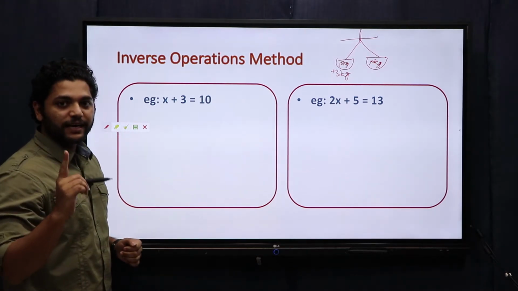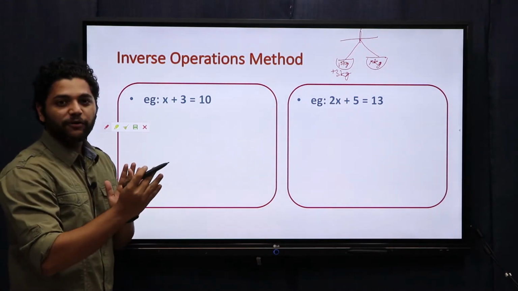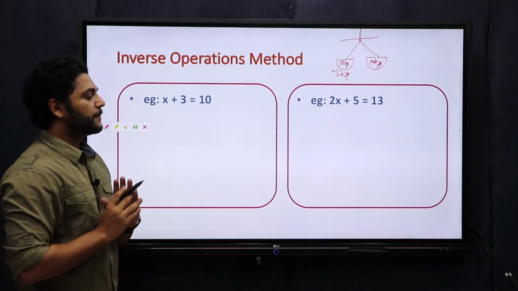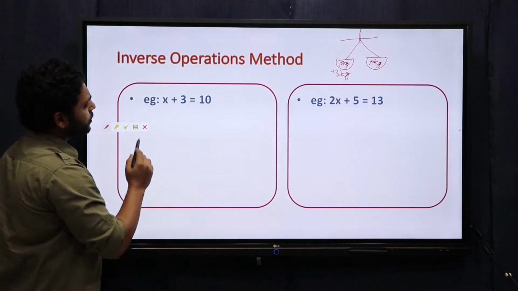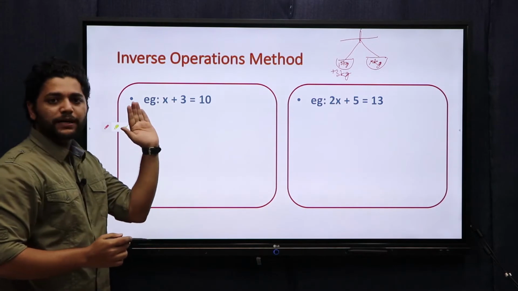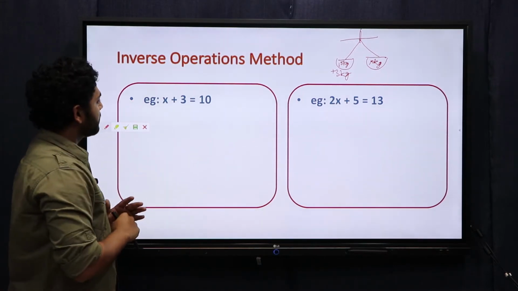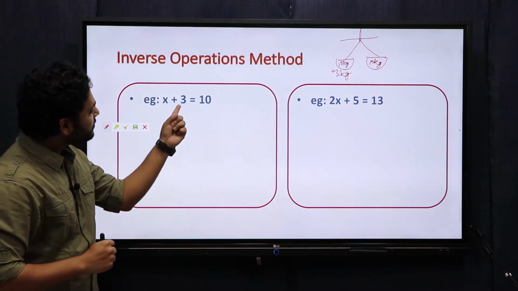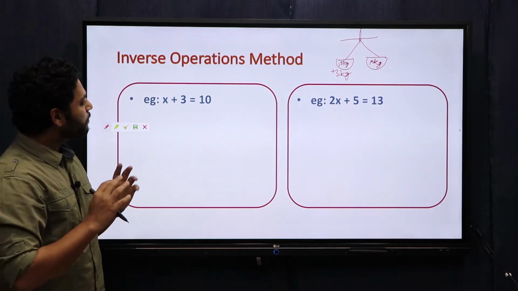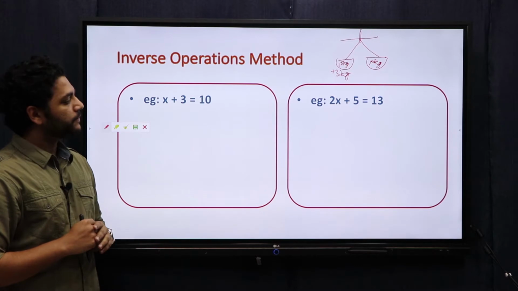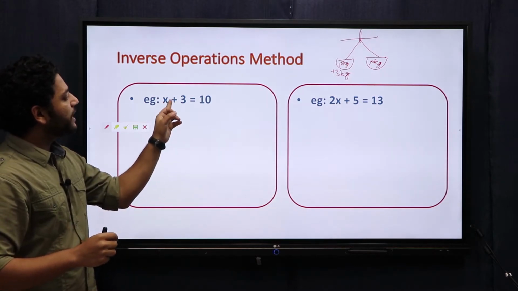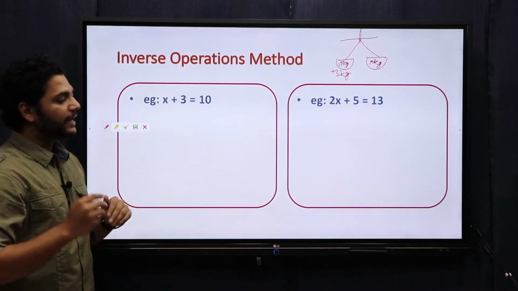Now what do you do with an inverse operation method? My first task is to get the variable separate from the other things, other constants, right? So what I'll do here is that I want the variable to be on the left side and all the other constants to be on the right side. So what can I do to avoid this number 3 here? What mathematical operation can I perform here? I can simply subtract 3 on both the sides, right?